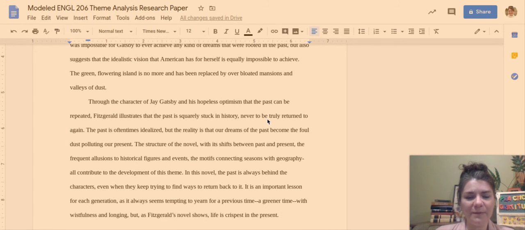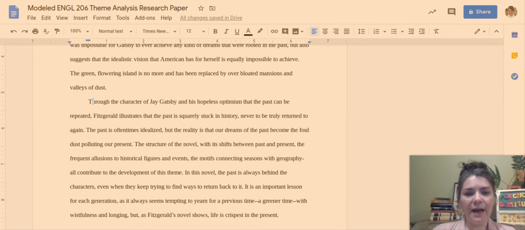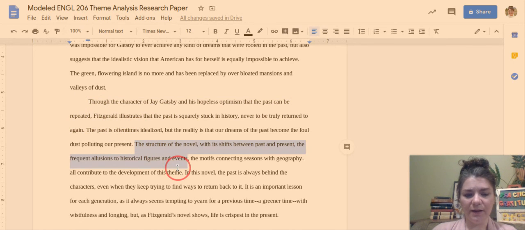Through the character Jay Gatsby and his hopeless optimism that the past can be repeated, Fitzgerald illustrates that the past is squarely stuck in history, never to be truly returned to again. The past is oftentimes idealized, but the reality is that our dreams of the past become the foul dust polluting our present. The structure of the novel, with its shifts between past and present, the frequent allusions to historical figures and events, the motifs connecting seasons with geography, all contribute to the development of this theme. In this novel, okay, so I'm repeating my thesis statement through here, and then I come back and summarize some of the main points that I have in this paper.